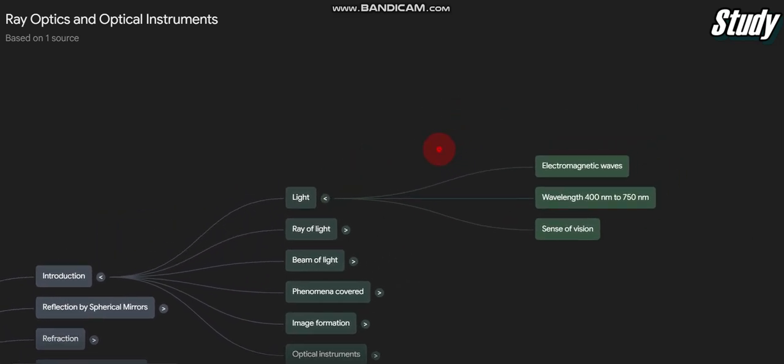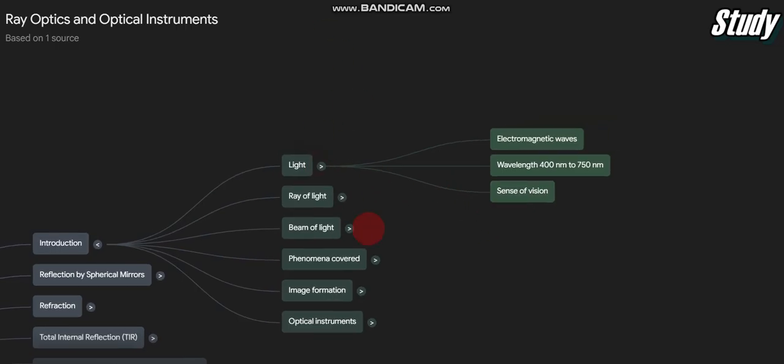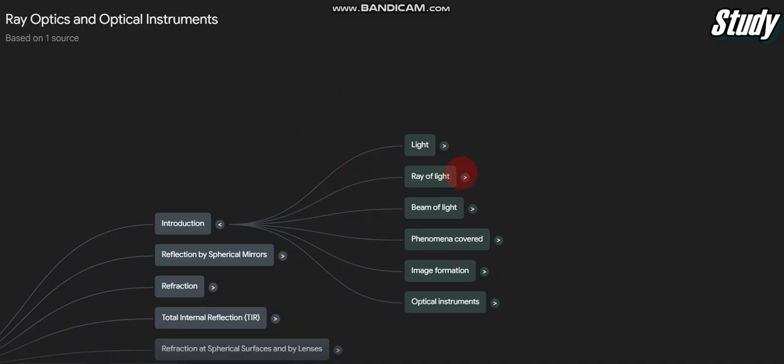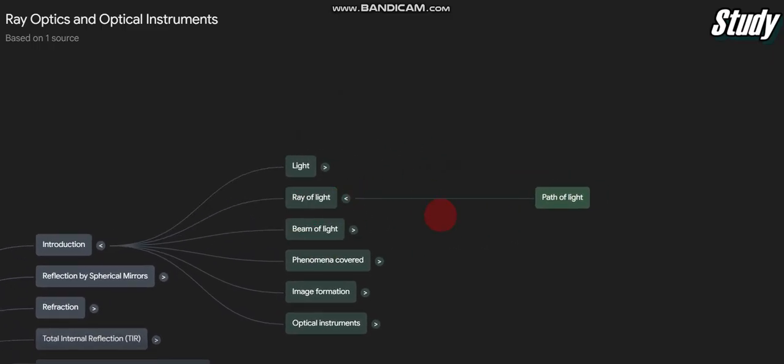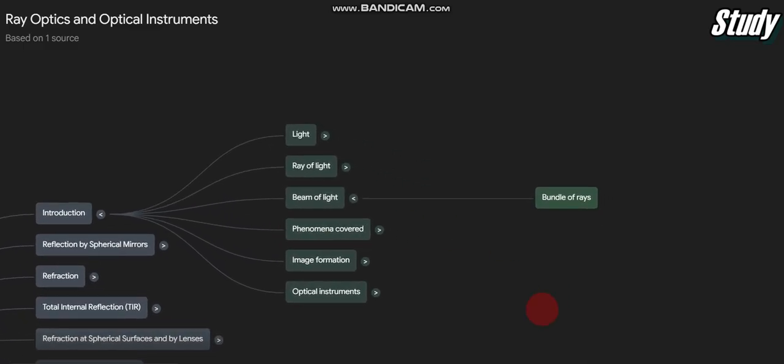Light. What is light? It is an electromagnetic wave with a wavelength of 400 nanometer to 750 nanometer, and it gives us a sense of vision. Okay? So, this you would obviously have learnt in your grade 10th, right? A ray of light means a path of light. Beam of light is a bundle of rays.